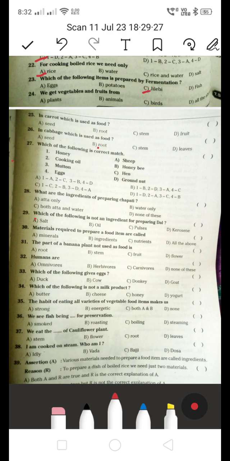Next, we get vegetables and fruits from. Is it plants, animals, birds, or all the above? We get vegetables and fruits from the plants. Plants nunchi manaki vegetable fruits ane vastayi. So this is the answer.